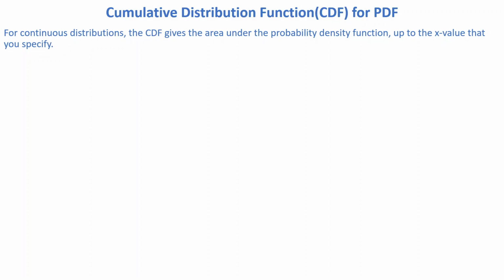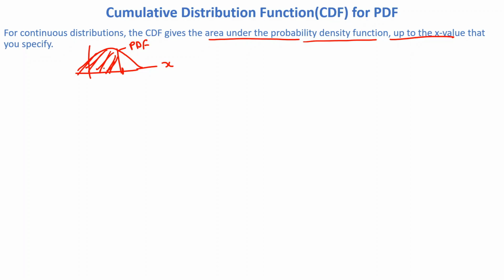So let's understand what it tells. For a continuous distribution, the CDF, the cumulative distribution function, gives the area under the probability density function up to the x value. If you have this particular probability density function, PDF, and this is your x, and you want to know only this particular area, then you can use the CDF to calculate this region's area. So let's start the cumulative distribution function for PDF.